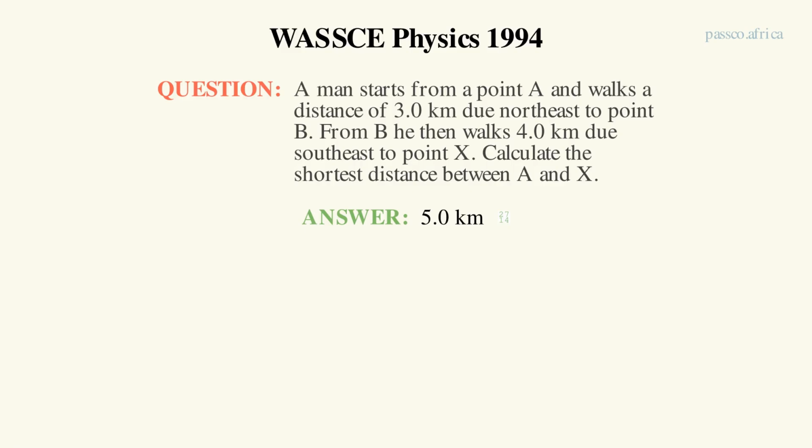A man starts from a point A and walks a distance of 3.0 km due northeast to point B. From B he then walks 4.0 km due southeast to point X. Calculate the shortest distance between A and X. Now, try it yourself.